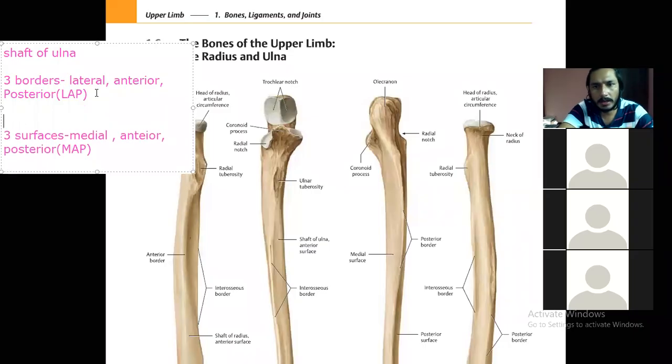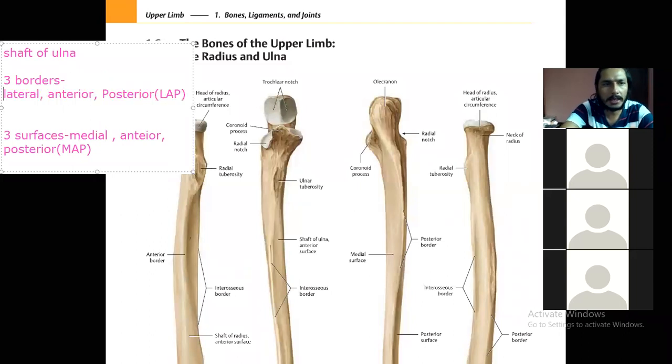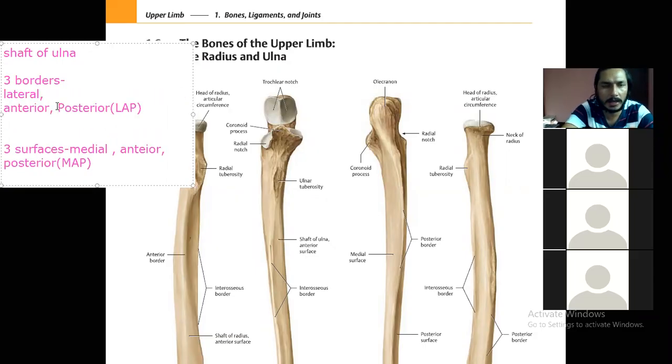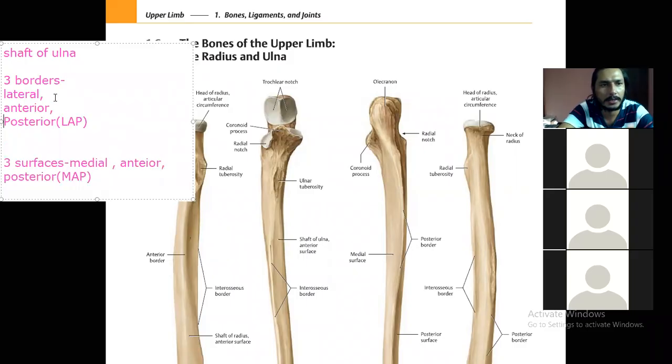The lateral border is the sharp and most prominent border, and it is also known as the interosseous border, because there is the attachment of the interosseous membrane. There is an interosseous border in the radius also. The medial border of the radius is the interosseous border, whereas the lateral border of the ulna is the interosseous border. In the lower three-fourths of the interosseous border, there is the attachment of the interosseous membrane. So this border is also known as the interosseous border.